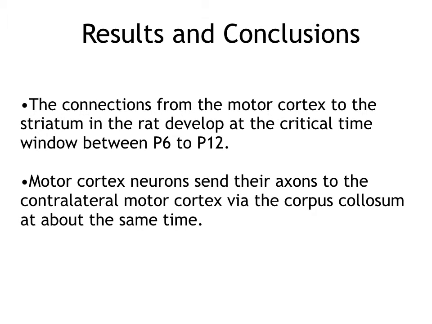It is concluded that the connections from the motor cortex to the striatum in the rat brain develop clearly in the time window between P6 and P12. Motor cortex neurons send their axons to the opposite motor cortex via the corpus callosum, a tissue structure that connects the two brain hemispheres, at about the same time.